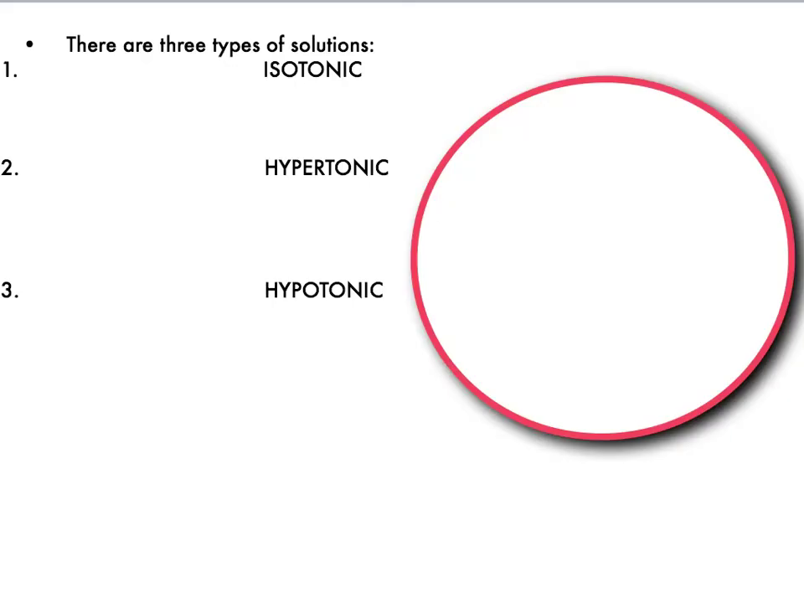Now there's three types of solutions in terms of concentrations we would worry about. And the first one is isotonic, and this is when the movement of particles in is about the same as the particles going out.